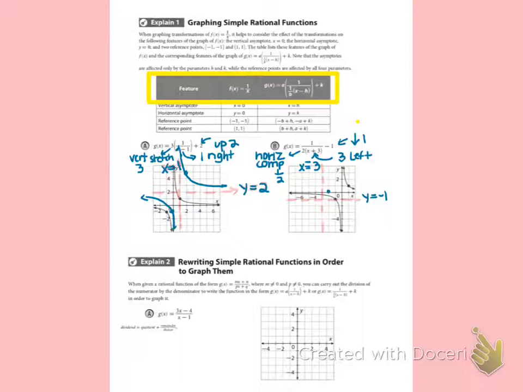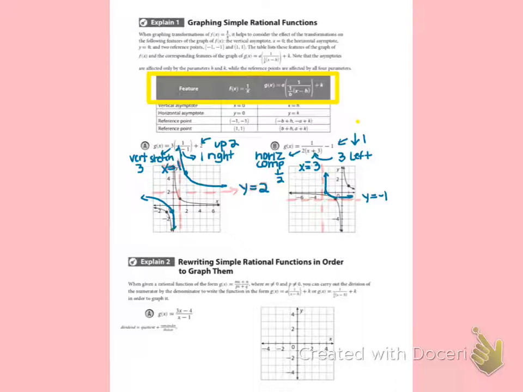But now, since it's going to be a horizontal compression of 1/2, instead of going 1 right, I'm only going to go 1/2 right and up 1. And so going 1/2 right and up 1 is going to put me right about there. And so what that's going to do is make that branch be in closer to the asymptotes. Of course, it's still never going to touch it, but it's been compressed horizontally and pushed back closer.